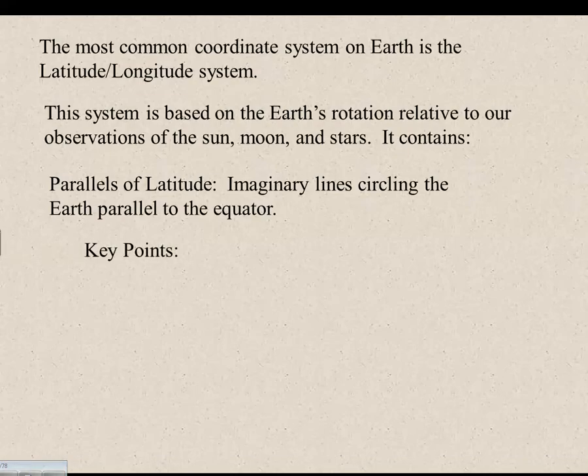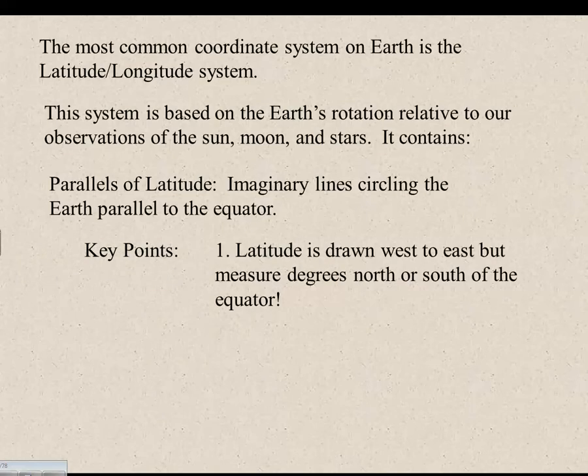Some key points about latitude. They're drawn west to east, left to right, but they don't measure that way. They measure up and down. They measure north or south of the equator. So the equator is 0 degrees latitude, and anything north would be a certain number of degrees N or north, and south would be south of that.